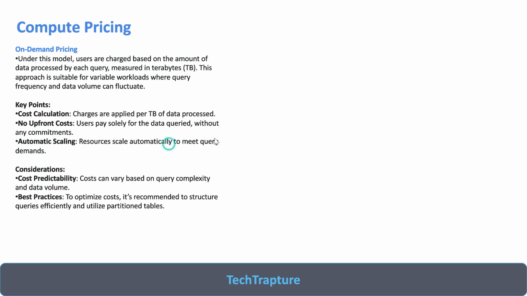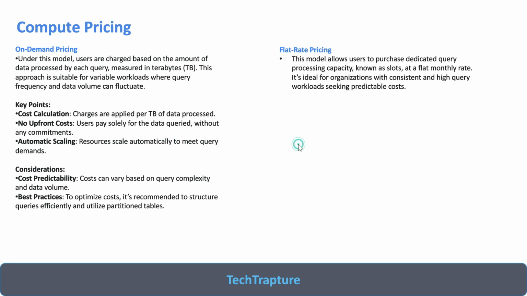We have another pricing model here, which is flat rate pricing. These models allow users to purchase dedicated query processing capacity. I will give you a simple example. Let's say you are going on a picnic and you are booking a hotel. You will pay only for the days you will be living there. So if you are living there for 4 days, you will pay only for 4 days. But now you know that you are going to stay there for 1 month, so you can book the hotel for the whole month and pay a discounted price. Even though you stay only 27 or 28 days, you already paid for 30 days, so that 3 days of money is gone.